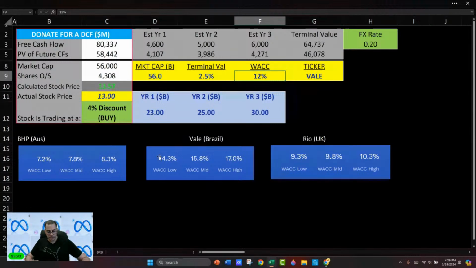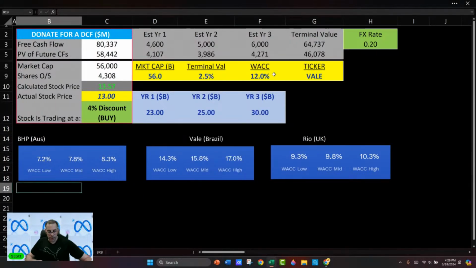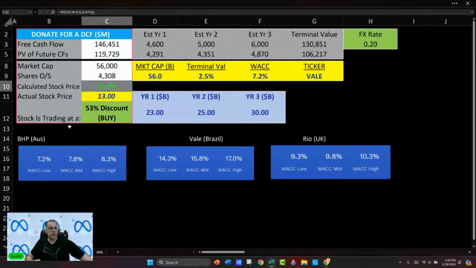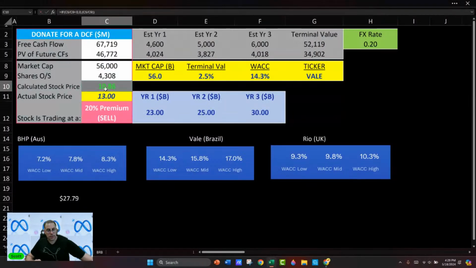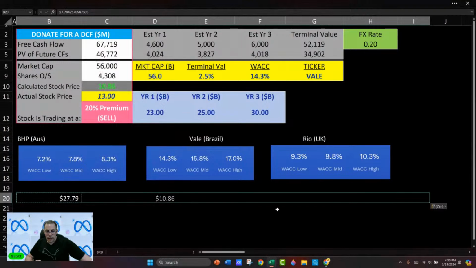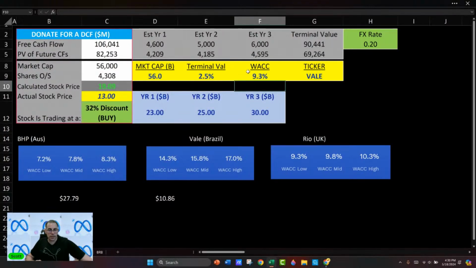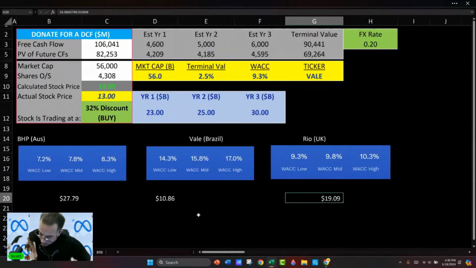So if I use this WACC for BHP, I get a $27 stock price. And that's if I use a low WACC. Miners are a tough investment. Exactly why I never invest in these commodities. I just don't have the conviction. They do pay a nice dividend.